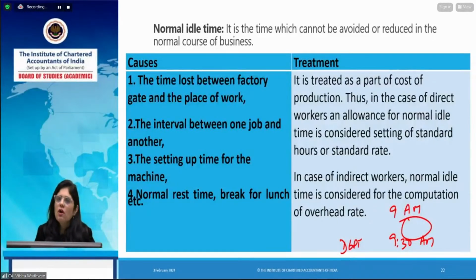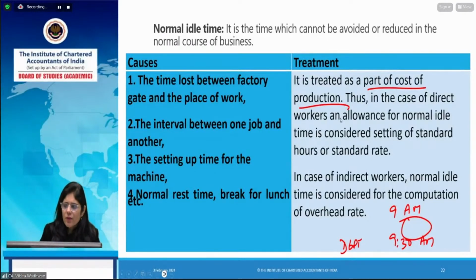Clear? It will always be a part of cost of production. So it is treated as a part of cost of production always. And abnormal will never be a part of cost of production. Any abnormal cost due to any waste or abnormal idle time will go to costing profit or loss account. It will not be part of cost of production, right?